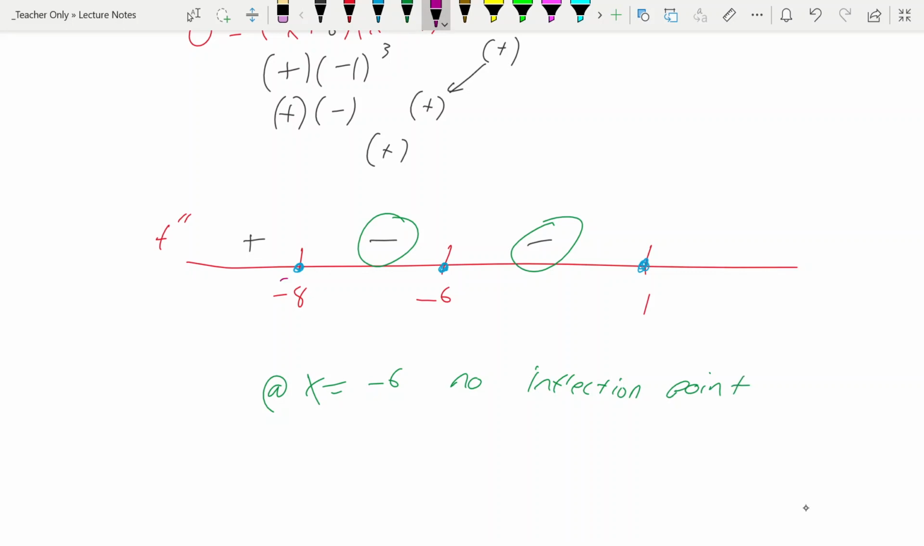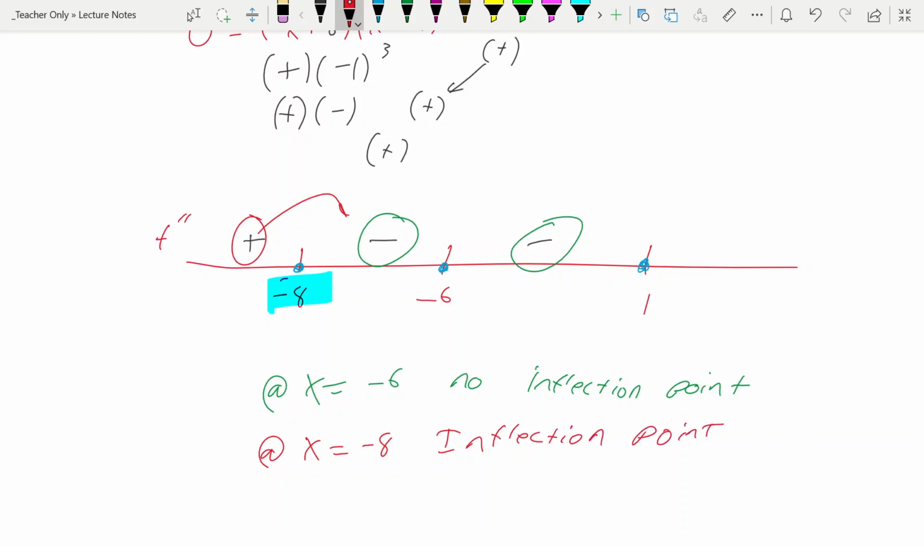Now, just for the sake of argument, even though this problem didn't ask for it, if we look at the value of -8, we look to the left, we see it's positive. We look to the right, we see it's negative. It changed. Doesn't matter if it goes positive, negative, or negative, positive. It changed. So we could say at x equals -8, we have an inflection point. And this is how we use the second derivative number line to determine inflection points.